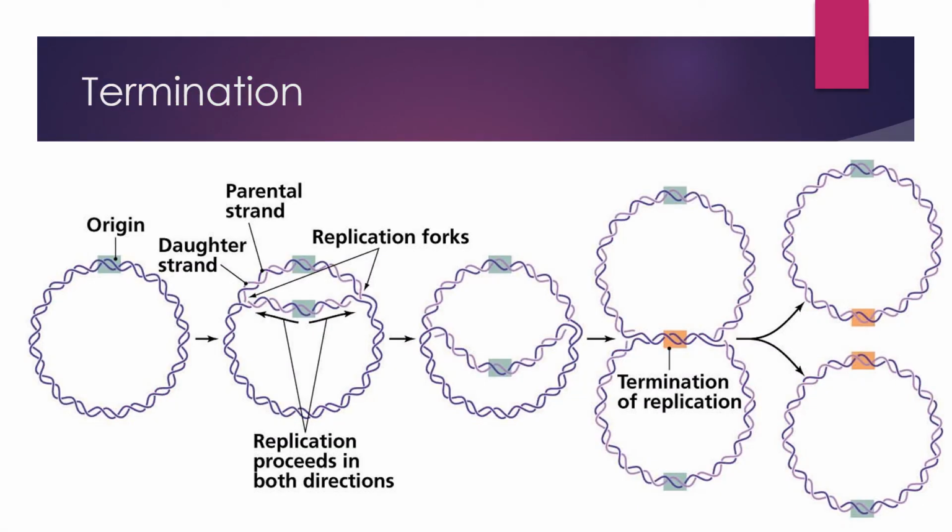Here you see the replication forks are formed. They are moving in the opposite directions, and here they are meeting at the termination sequence, TER sequence, and as a result what is formed? A catenated DNA is formed, catenated chromosomes are formed, and they are removed with the help of topoisomerase 4 and ligated with the help of ligase enzyme. So this is how two chromosomes of bacteria E. coli are formed.